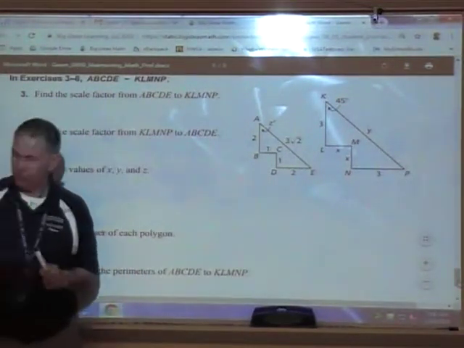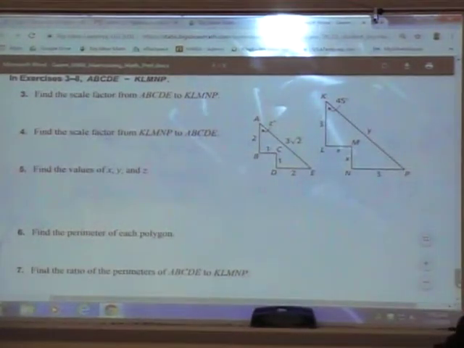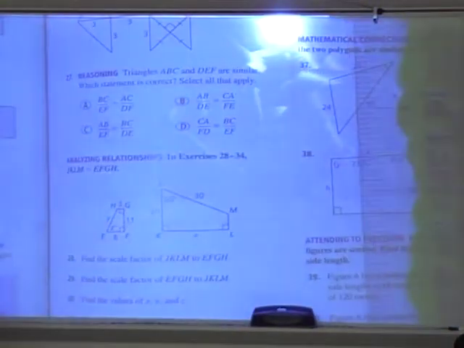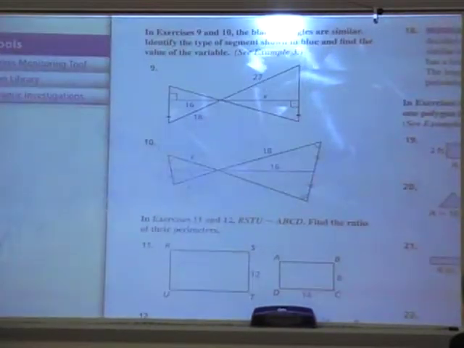Actually, you know what I want to do? I want to do some problems out of the book for this next piece. Okay? So the first 8 or so problems are all the same thing we just did. Let's take a look at 9 and 10 here.